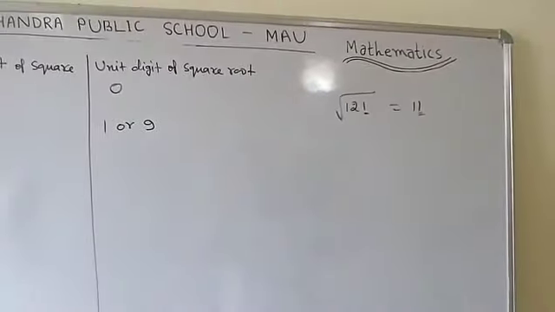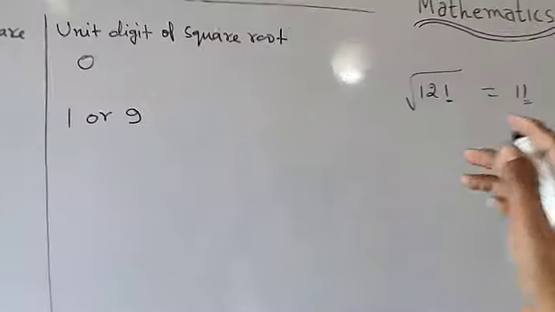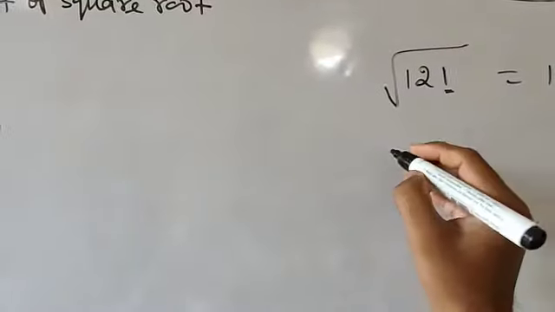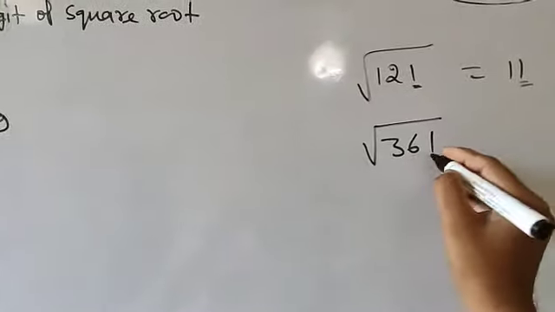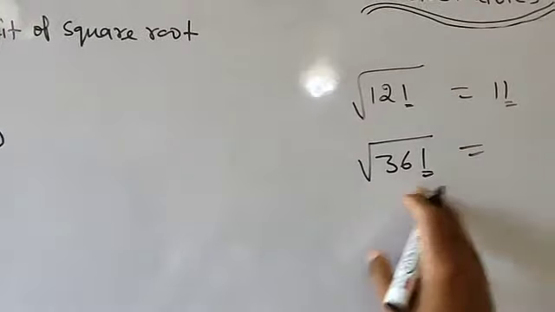So if the unit digit of that perfect square number is 1, its square root's unit digit is also 1. If I take another number, suppose root 361, again the unit digit is 1. So what is the square root of that number?